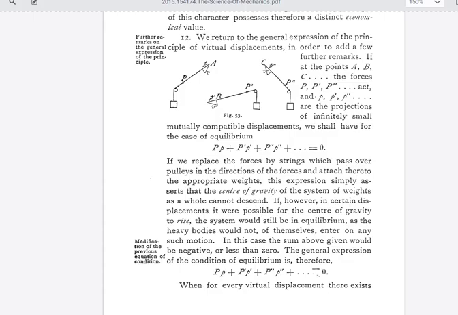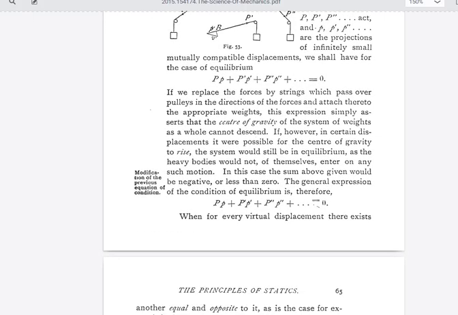If we replace the forces by strings which pass over pulleys in the directions of the forces, and attach thereto the appropriate weights, this expression simply asserts that the center of gravity of the system of weights as a whole cannot descend. If, however, in certain displacements it were possible for the center of gravity to rise, the system would still be in equilibrium, as the heavy bodies would not, of themselves, enter on any such motion. In this case, the sum above given would be negative, or less than 0. The general expression of the condition of equilibrium is, therefore, Pp + P′p′ + P″p″ + and so on is less than or equal to 0.